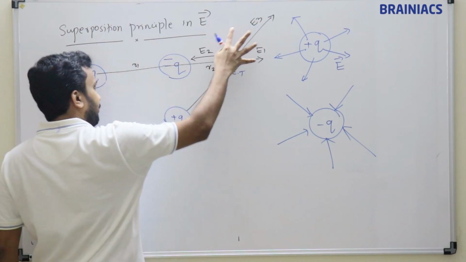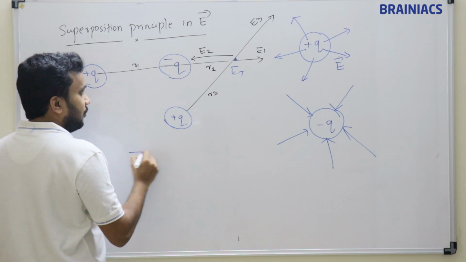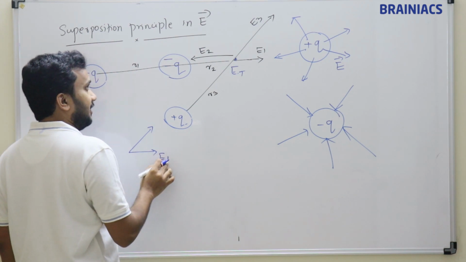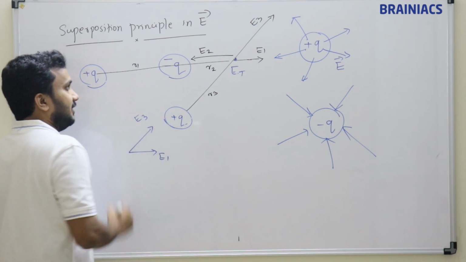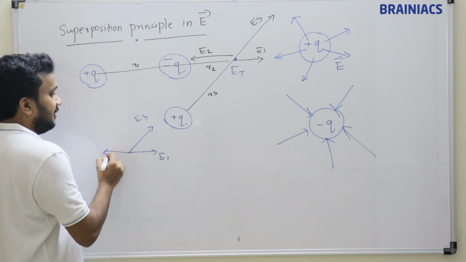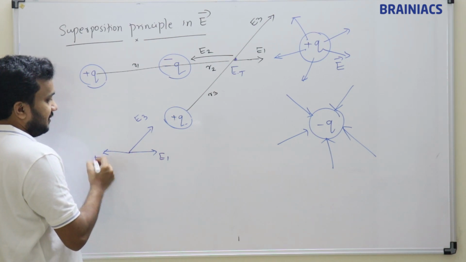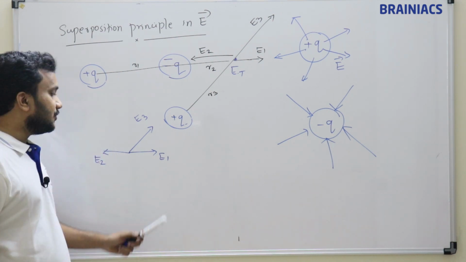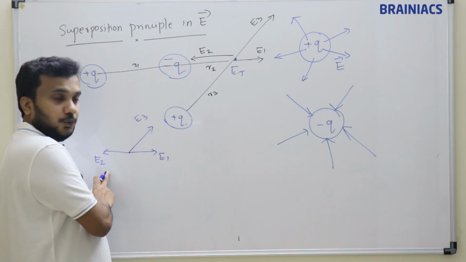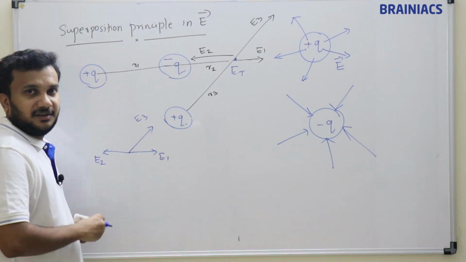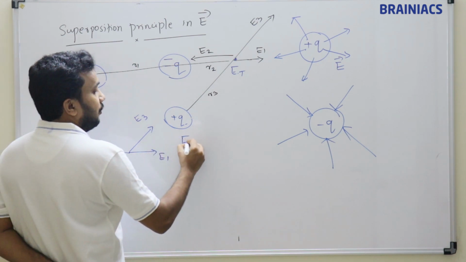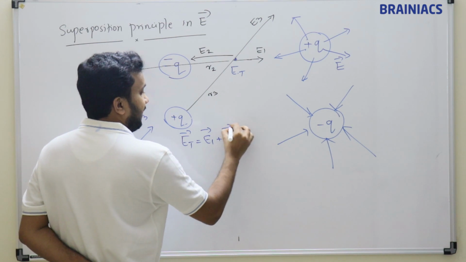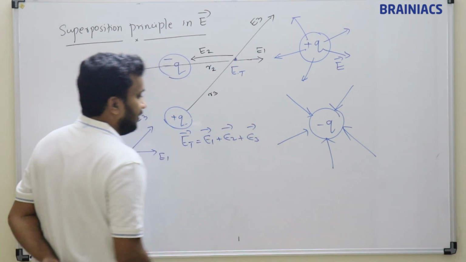If you concentrate only on this area, you can see you have an electric field E1 like this. You have another electric field E3 like this one, and you have another electric field E2 on the left side. So you have E1, E2, and E3. Now you have to find the total electric field, which is equal to E1 vector plus E2 vector plus E3 vector. How do you find it?